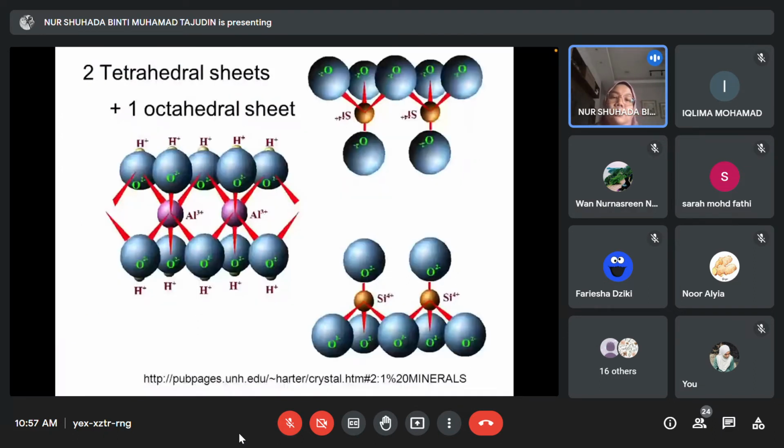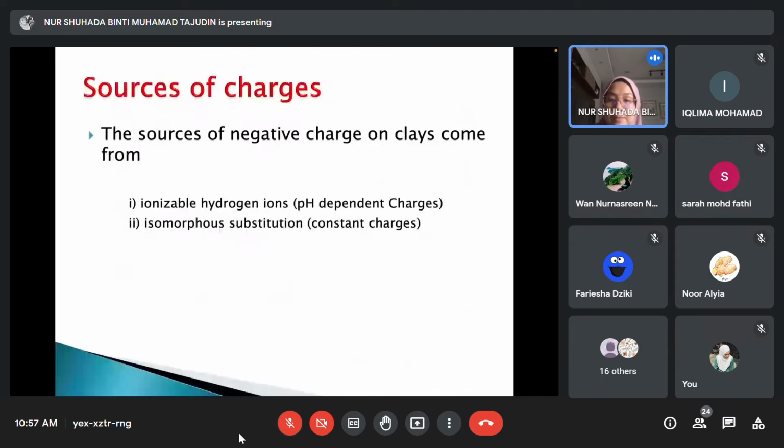Okay, so when you already know about the structure of the clay, where does the source of negative charge on clays come from? Okay, if you see here, like I said, it looks like a hand. Yeah, okay, this is clear. It looks like a hand. So please imagine it's like a layer that has a hand.